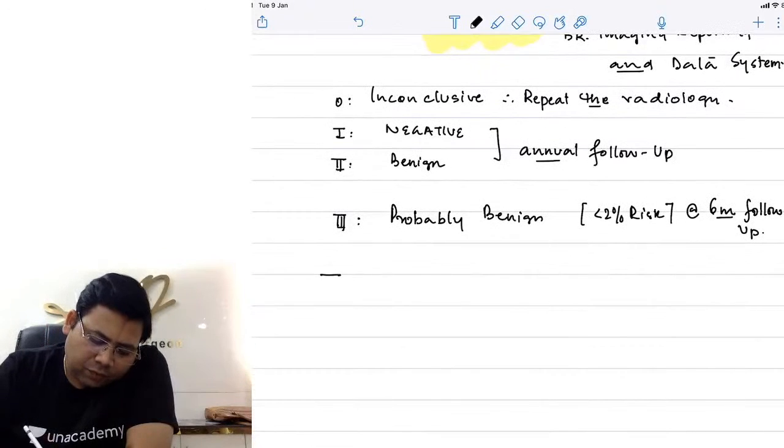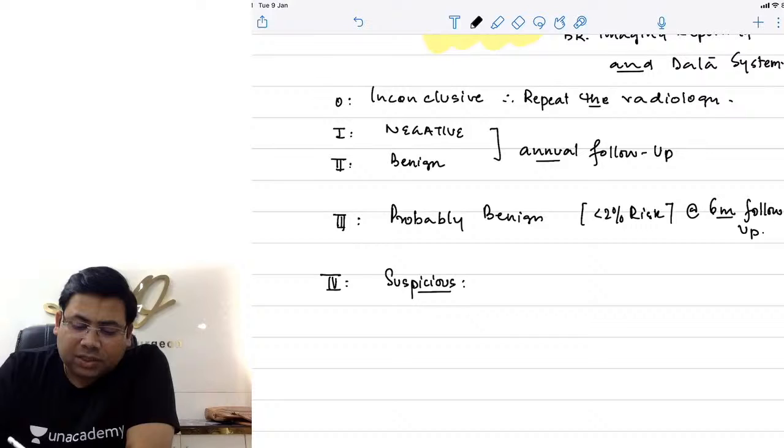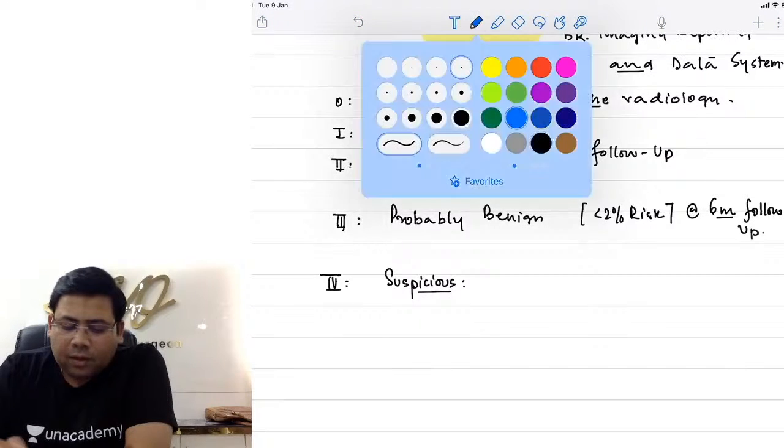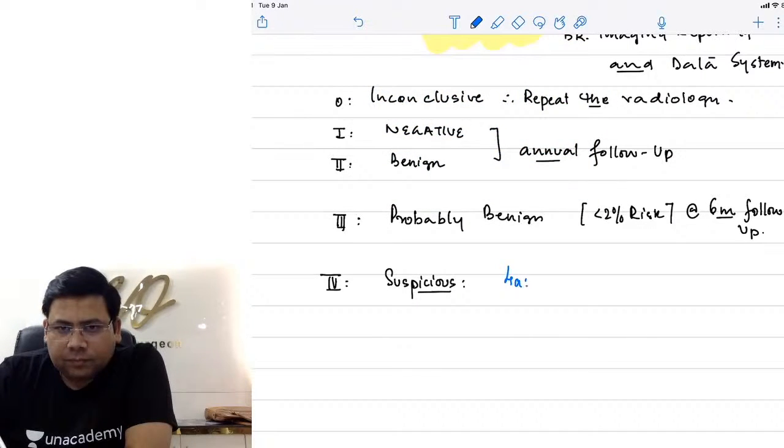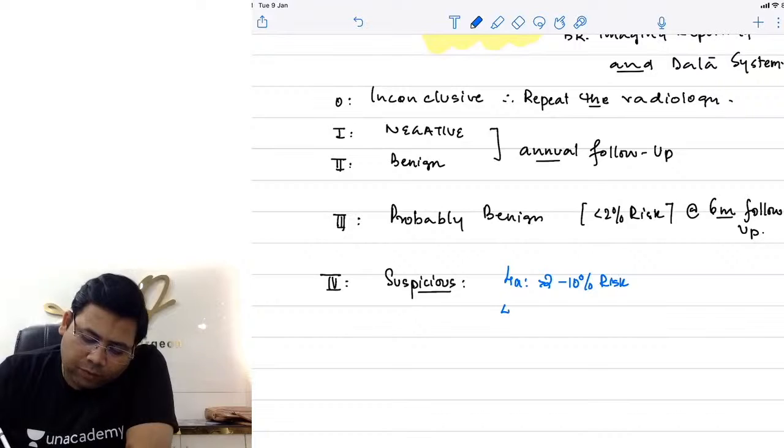Then we have BI-RADS 4. This is suspicious. When we talk about suspicious, we want to know how much suspicion is there. And therefore, 4A, more than 2 up to 10% risk. Very good, Maria. 4B, more than 10 up to 50%.